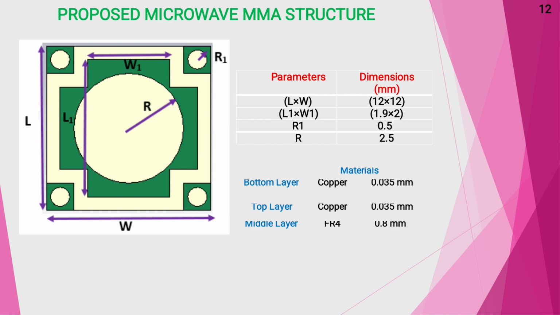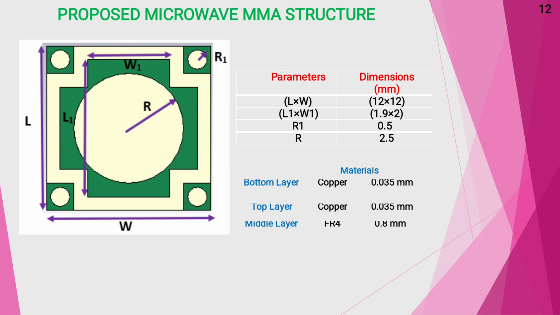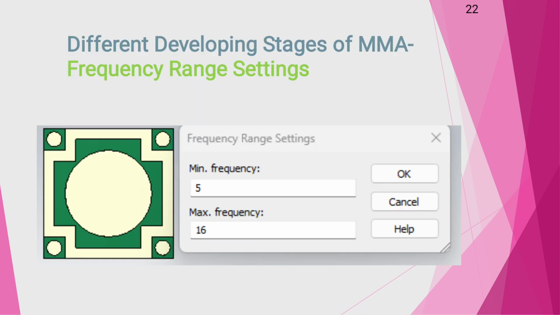And this is the proposed microwave metamaterial absorber structure, and the dimensions are shown in this table. L and W represent the copper bottom plane dimensions, 12 by 12 mm, and the substrate length and width are 12 by 12 mm, and the radii of the circles are 0.5 and 2.5 mm. It is all measured and shown in this figure. The bottom layer thickness is 0.035 mm, the top layer thickness is 0.035 mm, and the FR4 middle layer dielectric substrate thickness is 0.8 mm. Why are we choosing 0.8 mm? Because it is readily available in products, so it is commercially available. So we are choosing the FR4 as 0.8 mm.